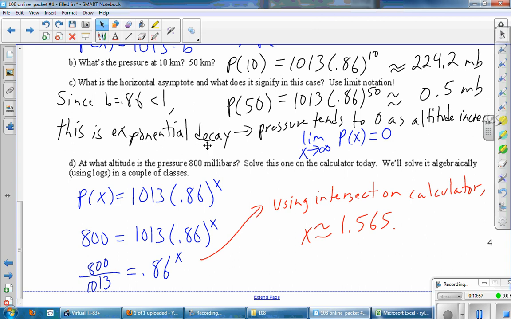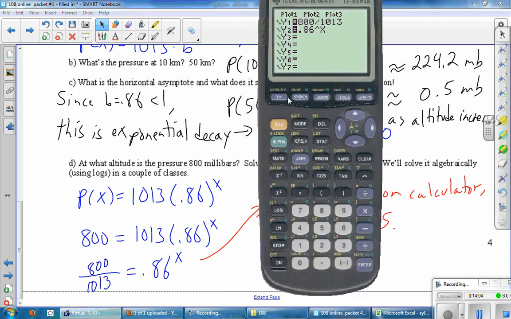Now the fact is we probably didn't even need to divide by the 1,000. We could have graphed both sides of this equation. So let's do that quickly. So the first equation just becomes 800. And the second equation becomes 1,013 times 0.86 to the x. Now the window that we have here is just no good anymore. So in this case, we need to be able to see the pressure up there at 800. We need to see a horizontal line at 800. So how about we make the y max 1,000? And then maybe hash marks every 100.